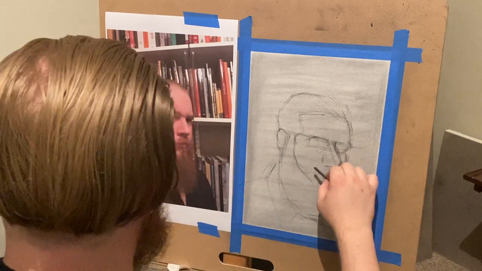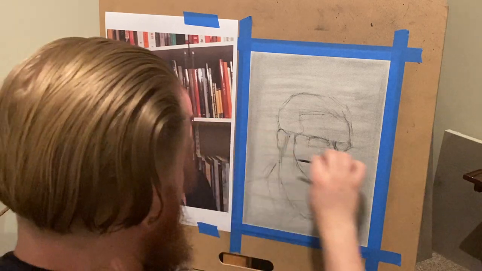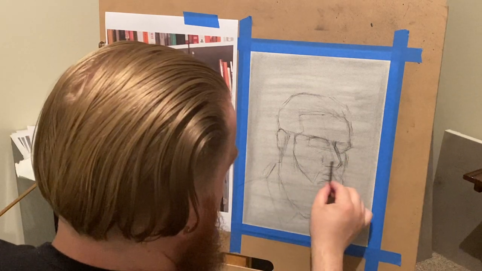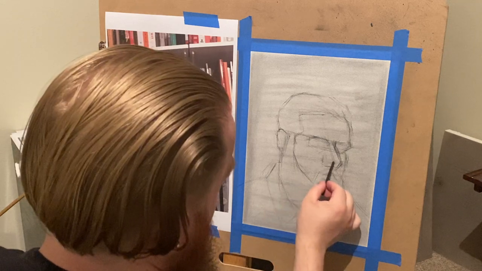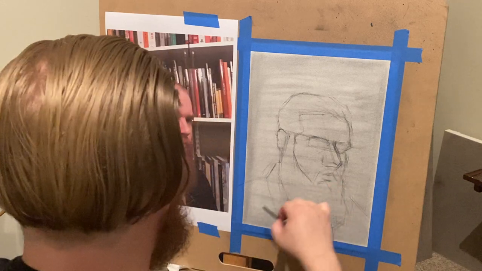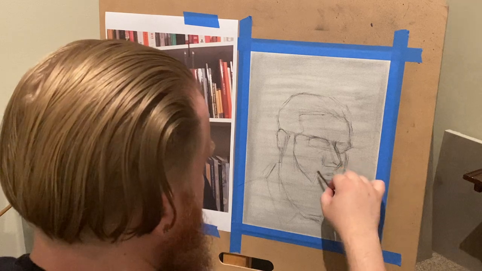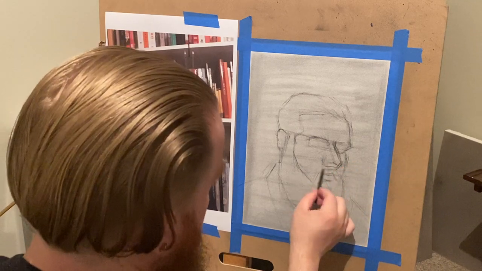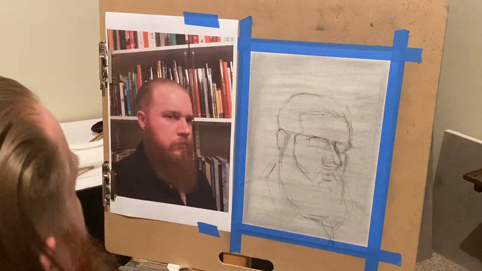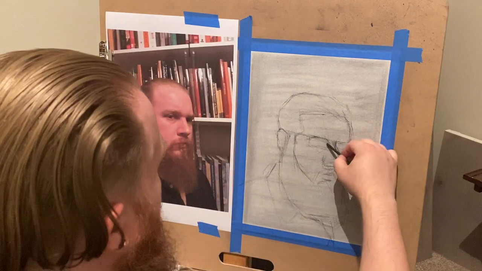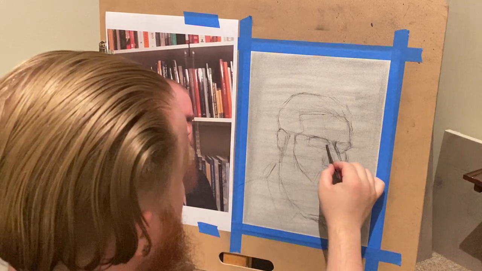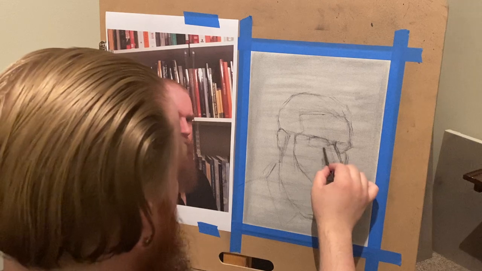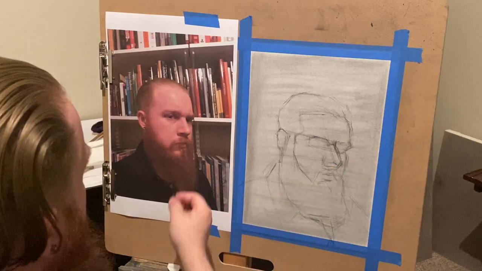So another thing here, I'm going to make a few general marks for areas of shadow that are not necessarily going to correspond to hard edge lines and things like that, but rather shadow lines. Later on, so something else to keep in mind.